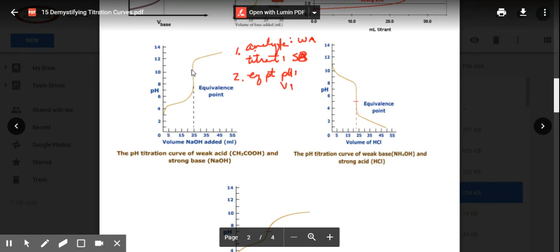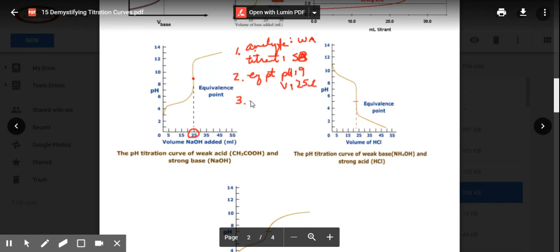The equivalence point pH, remember, I look at the spike, and I would say halfway in between that spike is probably somewhere right here. So I would say my equivalence point pH is somewhere around 9. My equivalence point volume is where that spike is on the x-axis. It's the volume of NaOH added. So that would be 25 milliliters.